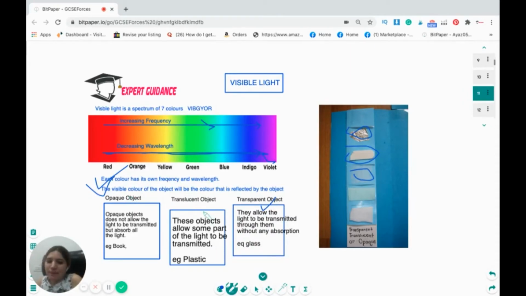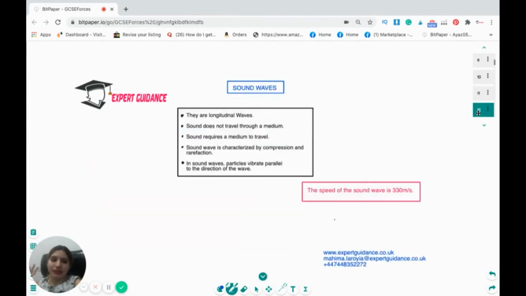These objects allow some part of the light to be transmitted. So behind the plastic, you see some hazy things. Whereas transparent objects allow the light to be transmitted through them without any absorption, and you can easily see the things behind the object. For example, glass.